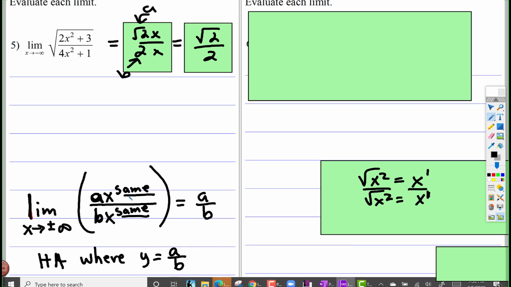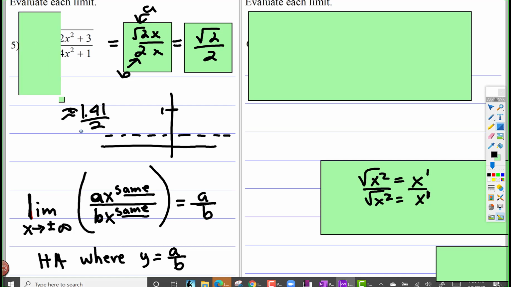So whenever you have x to the same over x to the same, whatever coefficients are attached to those x's, that's what the height will be. That's where the limit is headed, towards that horizontal asymptote, right? So root 2 over 2, so that's 1.41 about over 2, right? So not quite 1. So if this is 1 right there, somewhere down here there's a horizontal asymptote that it's headed towards. All right, I'm going to cover that up.